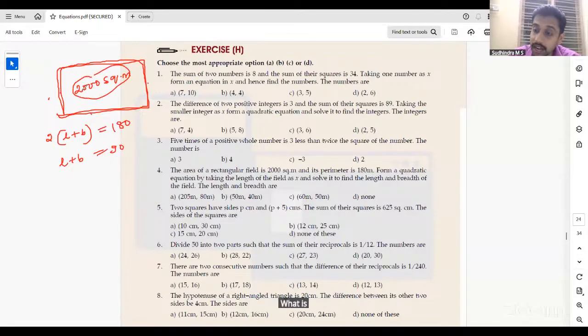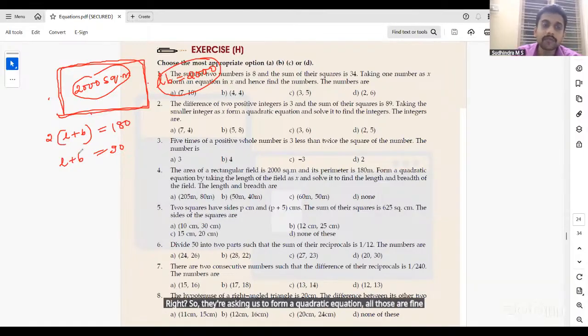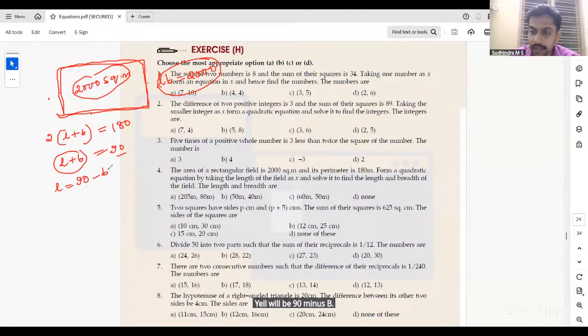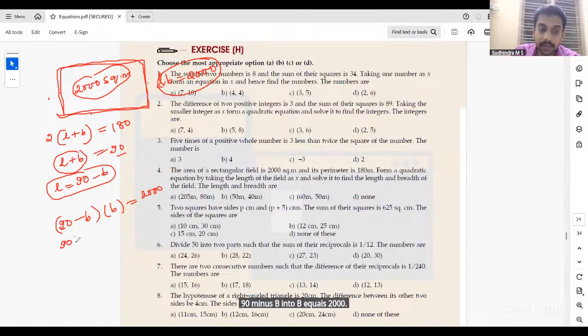What is the formula for area? LB. Length into breadth is 2000 square meters. So they are asking us to form a quadratic equation. L plus B is 90, LB is 2000. If L plus B is 90, L will be 90 minus B. So instead of L, can I write 90 minus B? 90 minus B into B equals 2000. 90 into B is 90B minus B square equals 2000. Bring both onto the RHS. B square minus 90B plus 2000 equals 0.